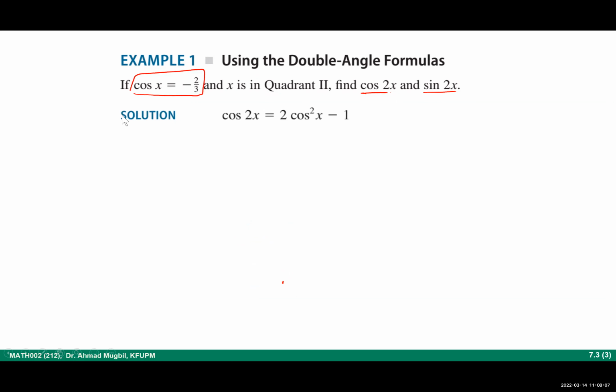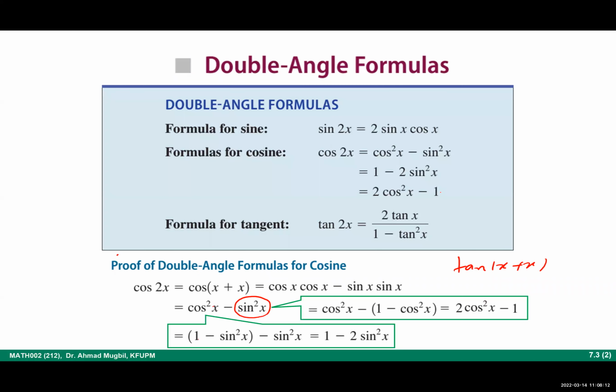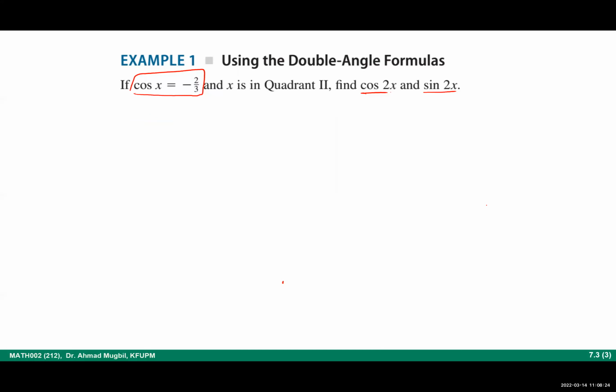What I'll do, I will just use this formula. The second one, look here. I have cosine, so by default, I will have cosine. If you have sine x, you can have cosine 2x also. So cosine 2x is easier to be found from knowing one, sine x or cosine x. So now what you will do, you will just square this and evaluate.